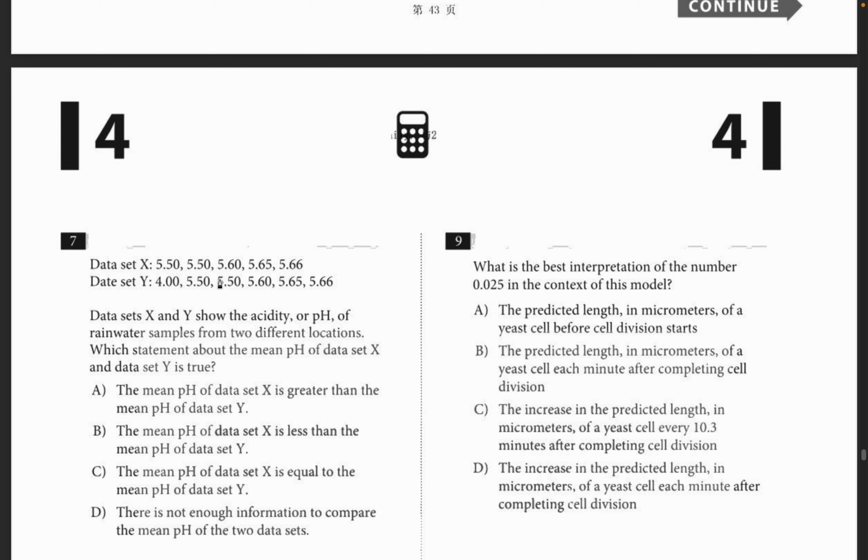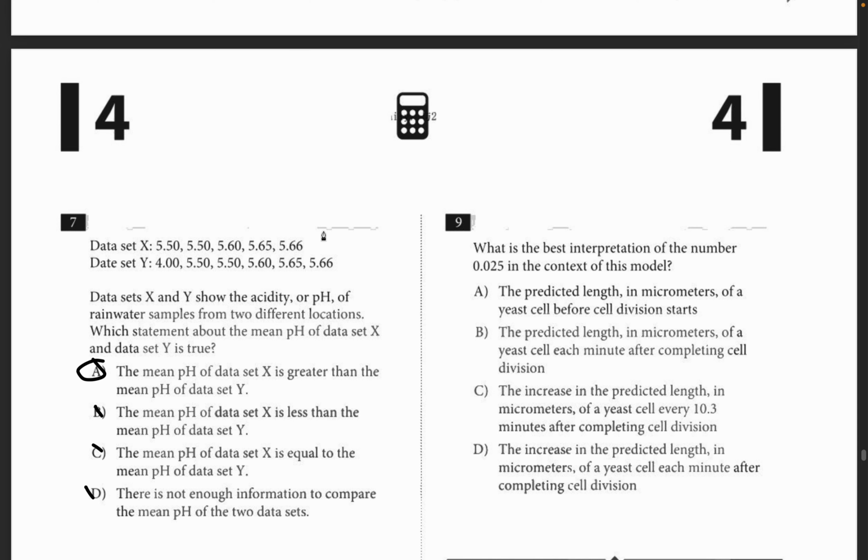Plus 5.5 plus 5.5 plus 5.6 plus 5.65 plus 5.66. Divide that by 6 values. So the median of the first one is bigger. The median of X, say. This one would give you a mean of 5.6, and this would give you a mean of 5.3.